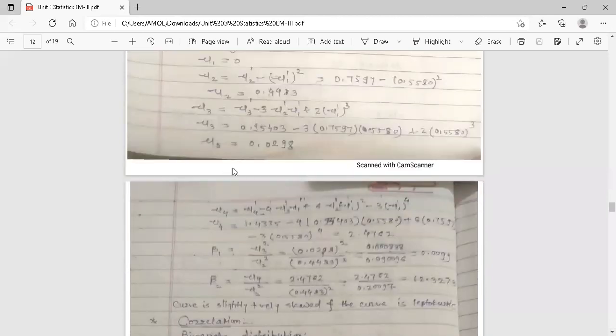The formula is there. You put the values of raw moments there only. You simplify it, and then you will get the values of mu3 and mu4. Mu3 is 0.0298 and mu4 is 2.4762. Okay. Now from central moments, you can find the values of beta 1 and beta 2.